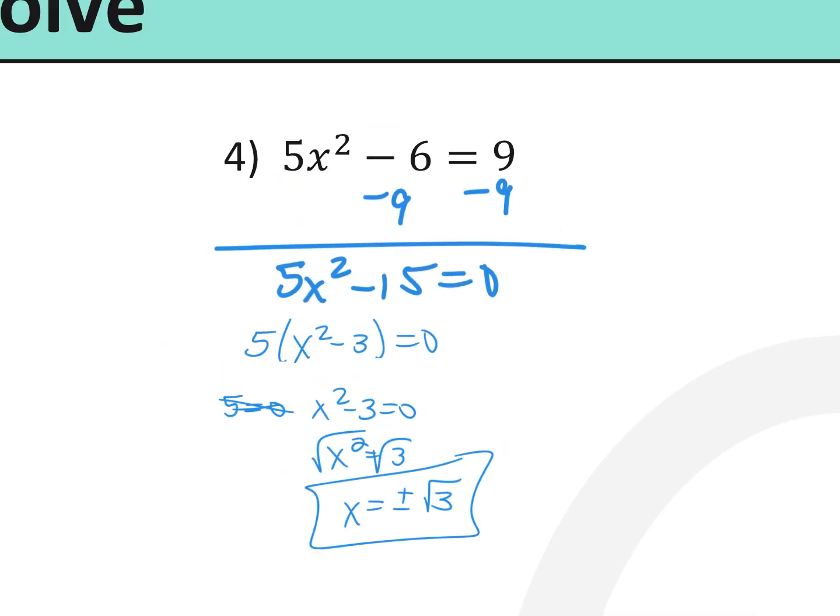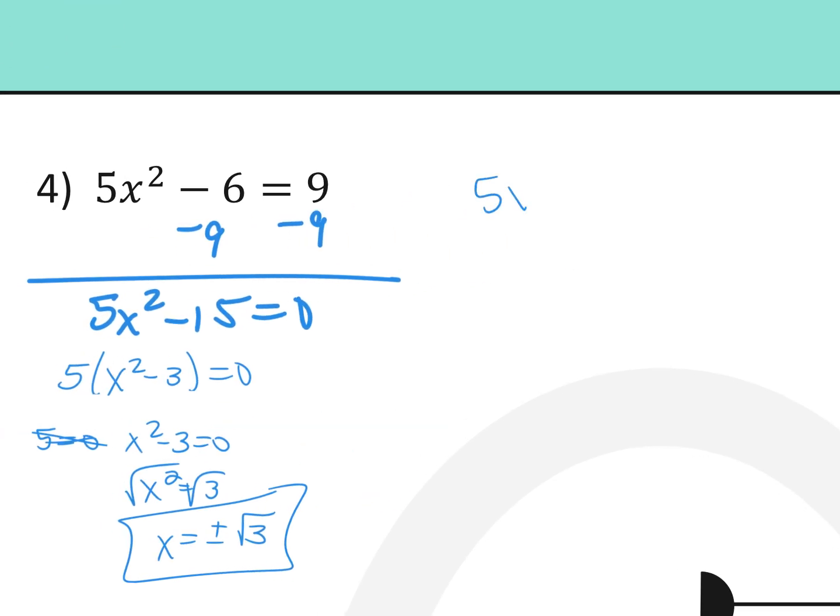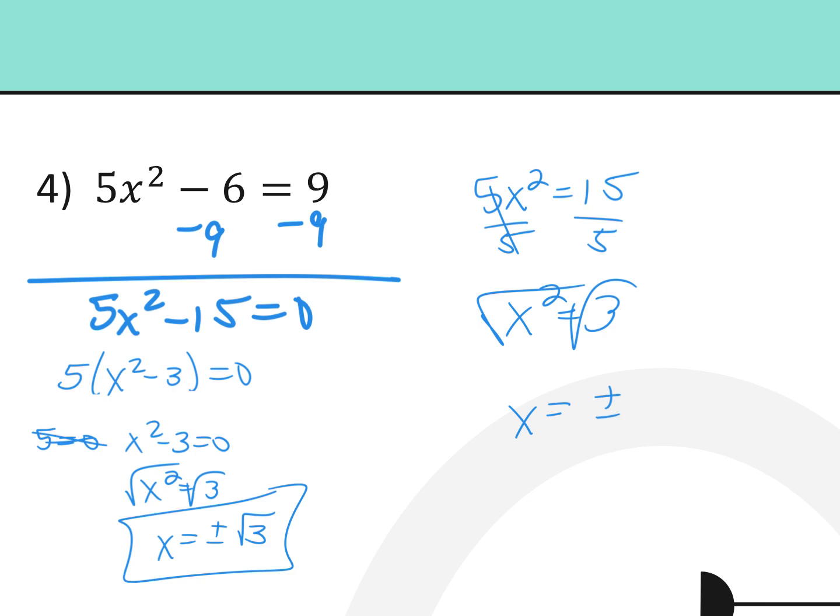What's another way we could have done that? You could add 6 to both sides, right? So if I added 6 to both sides, I get 5x squared equals positive 15. All right, isolate x squared. What do we do? Divide by 5. Perfect. So x squared equals 3. Then I do what? Take the square root. So x equals plus or minus the square root of 3.